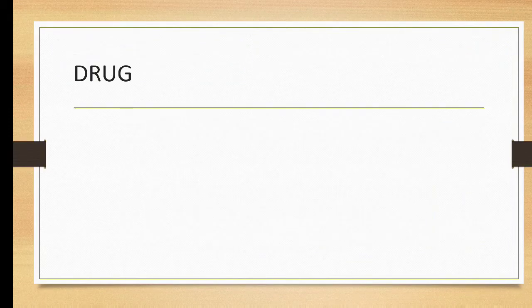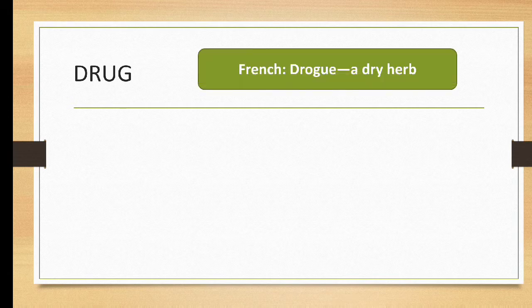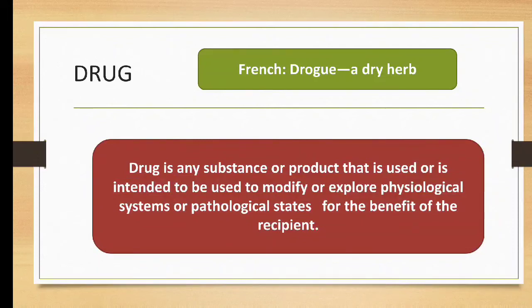Now, as I am saying, pharmacology is the science of drugs, so you people should also know about a drug. So, drug is derived from a French word drogue, that means a dry herb. So, WHO has given a definition for drug that goes like this. Drug is any substance or product that is used or is intended to be used to modify or explore physiological system or pathological states for the benefit of the recipient.